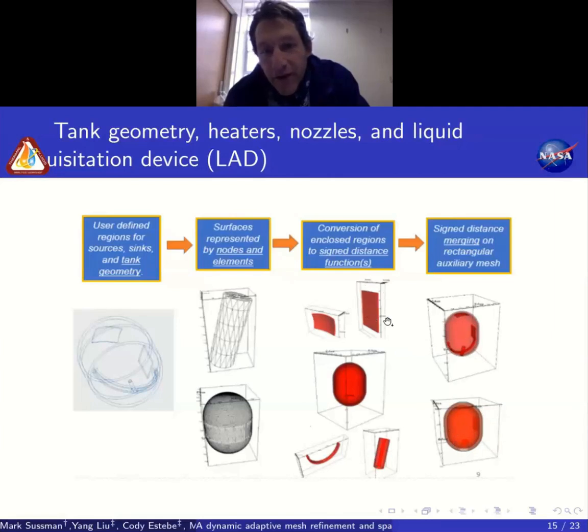We also have the heater here. So we have the heaters, inlet nozzles, liquid acquisition device, and the tank, and we can merge them all together. The simulation code can automatically enforce the proper boundary conditions at all these regions in the geometry. So at the inlet nozzle, we can prescribe an inlet rate, and also for the heater, and so forth.